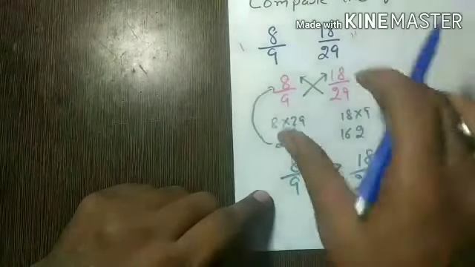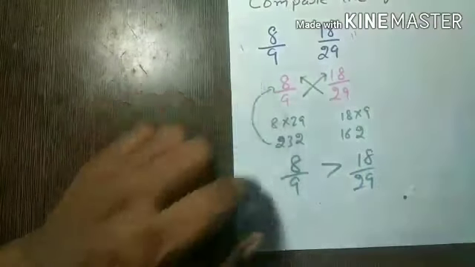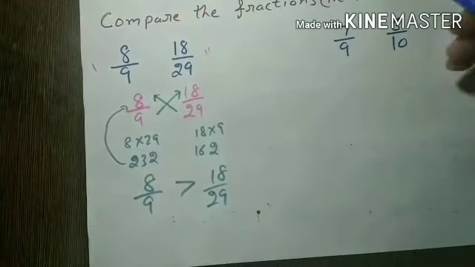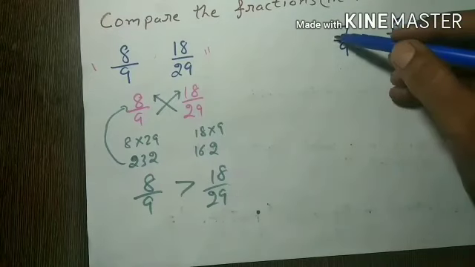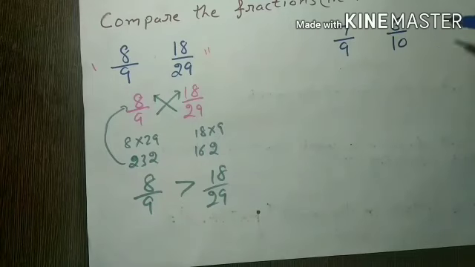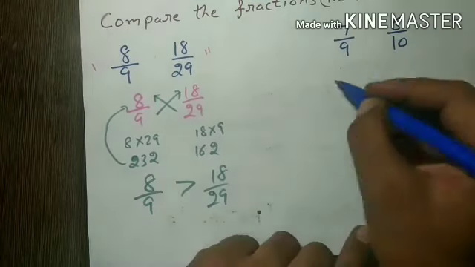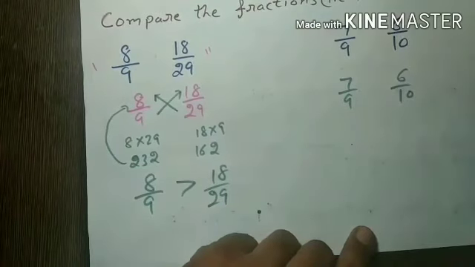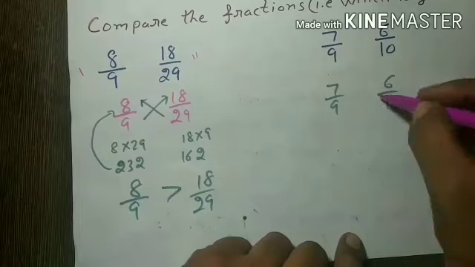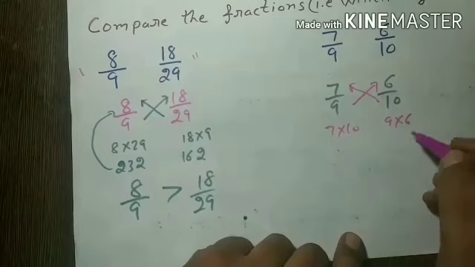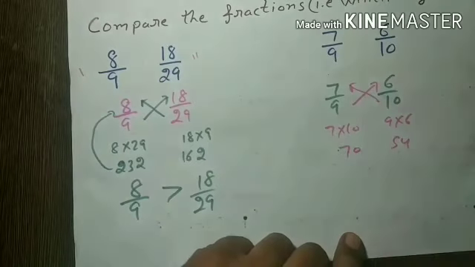So student, this was a complete method, and earlier I have explained you the shortcut method also. Now you can see here 7 and 9. What is the difference? 2. And what is the difference here? 4. Now let us check. 7 by 9, 6 by 10. So let us cross multiply them. 7 multiply 10 and 9 multiply 6, 70 and 54. Which one is greater? 70 is greater.